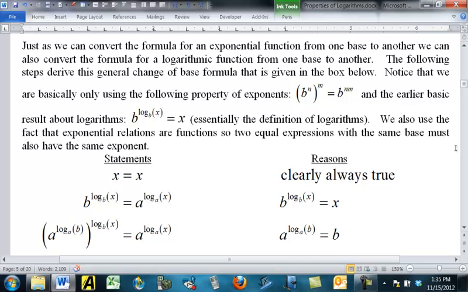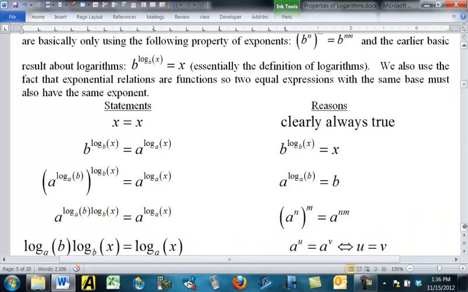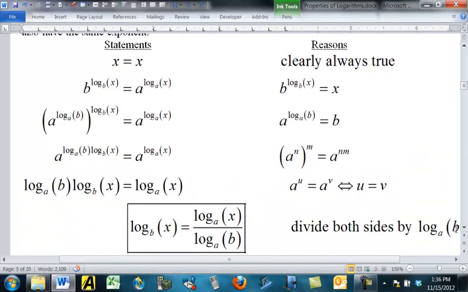And we're going to use this basic defining result about logarithms, that b to the power log base b of x is x. Okay, and then that and just one more little fact will get us what we need here. So here we go. We start with the statement that we know is true no matter what, x equals x. But we can rewrite x as b to the power log base b of x. See, on the left there, the b to the power and the log base b are inverses, so they cancel each other out, leaving the x. I can do the same thing on the right, but with a different base, a.